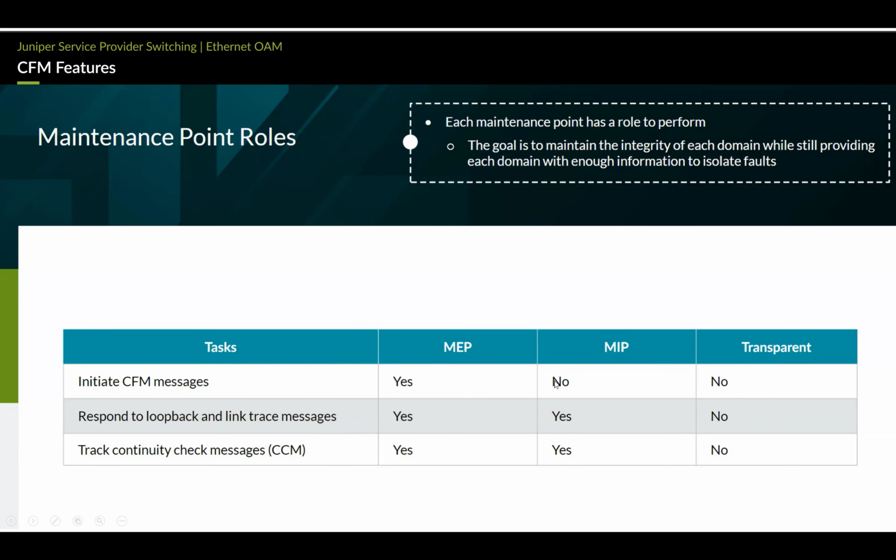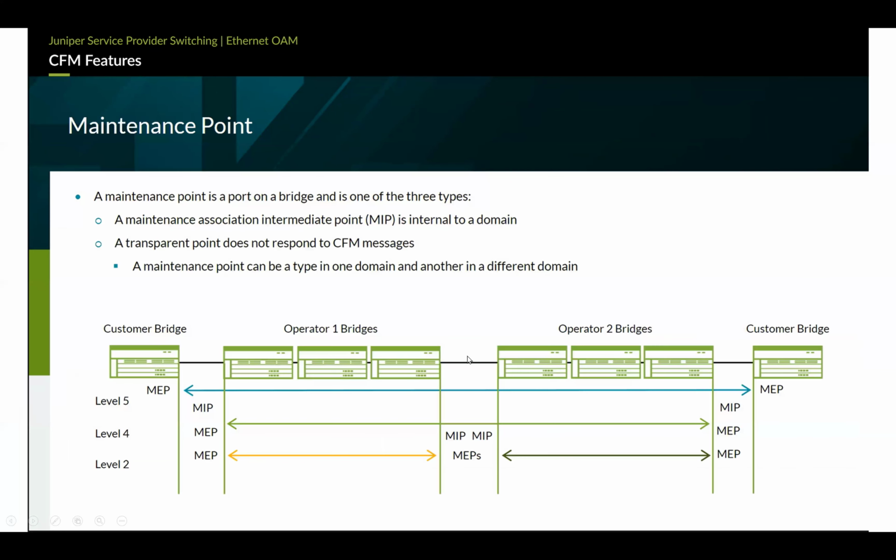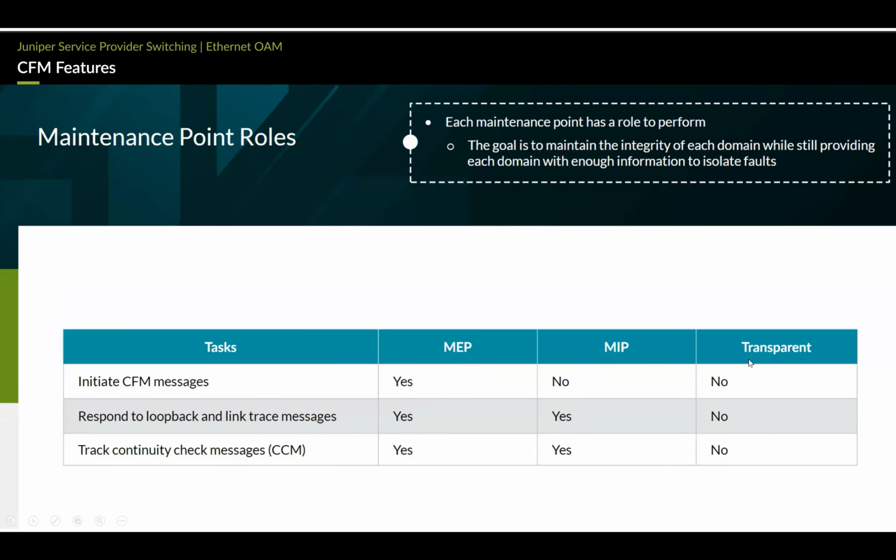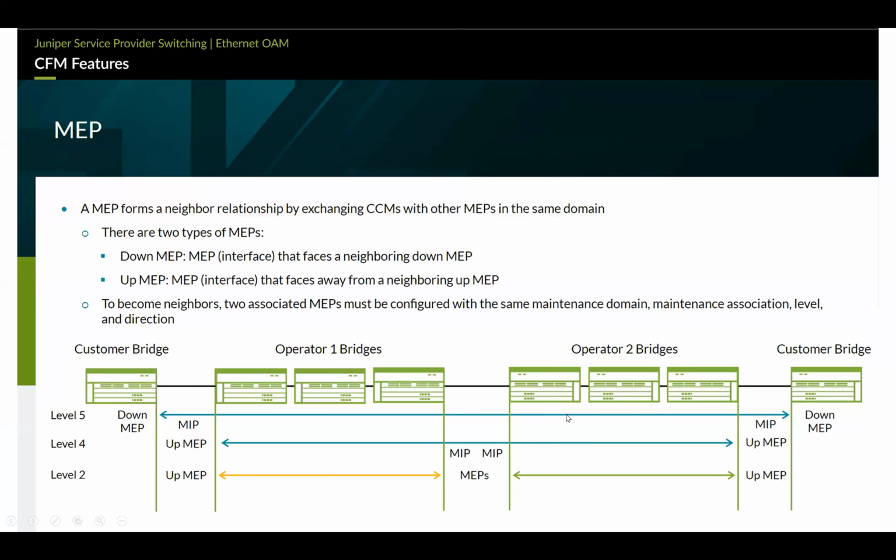There are three different types: MEP, MIP, and transparent. They are participating in these tasks. Like initiate CFM message, MEP is participating, MIP and transparent are not participating in initiating CFM messages. Respond to loopback and link trace message, MEP and MIP participate. Track continuity check message or ping message, MEP and MIP participate, but transparent doesn't participate.